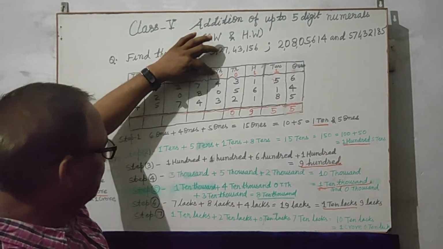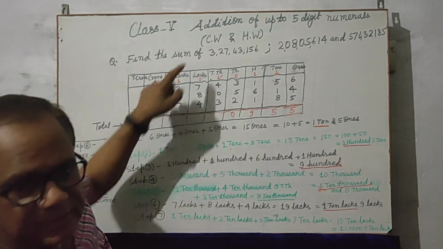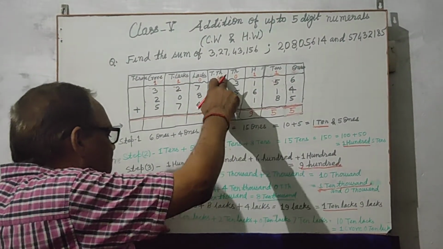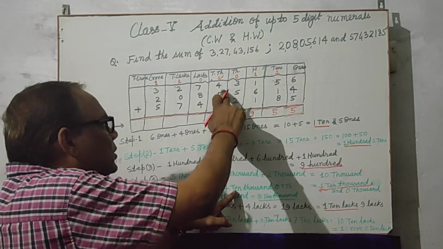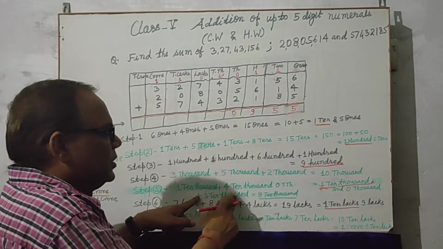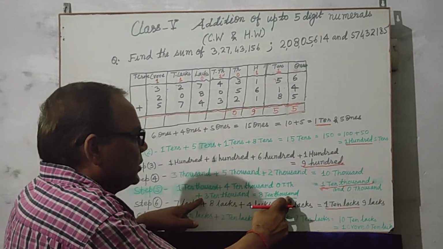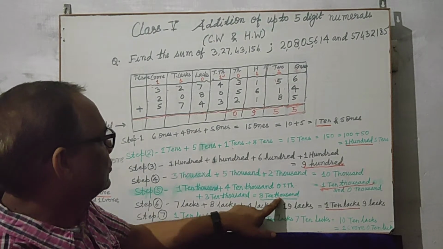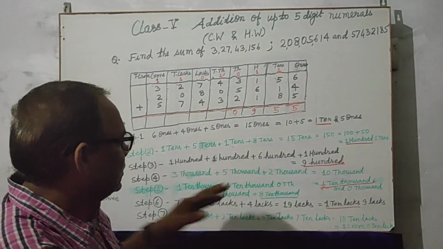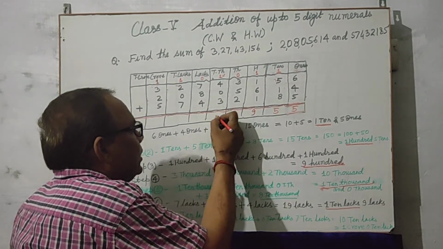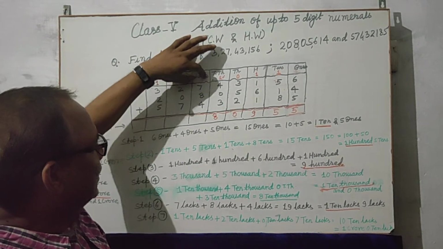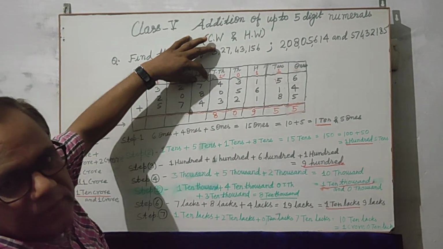Our fifth step will be: this carry 1, 4 ten thousands, 0 ten thousands and 3 ten thousands, total 8 at ten thousands. At ten thousands there is no carry, it is a unit. So at the place of lakh the carry will be 0, it means nothing.